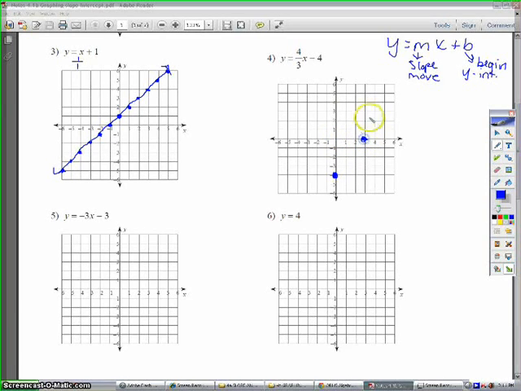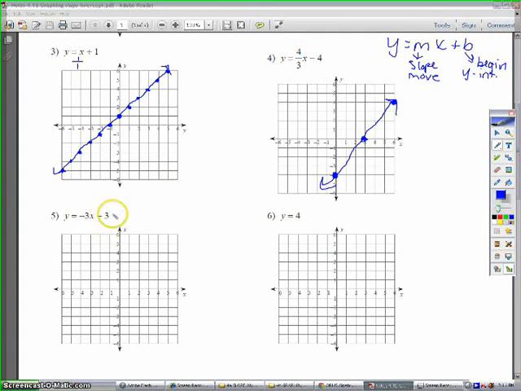Then I'm going to repeat the slope again. I'm going to go up 1, 2, 3, 4, and to the right 1, 2, 3. And let's see if I can repeat the pattern over here, and I can't because I would have to go down 4, and I only have 2 spaces. So I'm going to draw my line through my points. And that's my graph of 4/3 x minus 4.